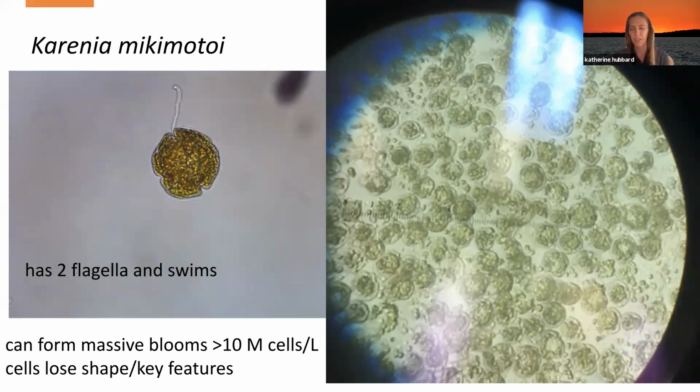I think some of the highest blooms I've seen reported approach 70 million cells per liter. And as that happens, the cells lose shape, and they also lose those key features, and it can make it really difficult to identify. And you can see an image from a sample, this is actually from a Maine bloom, but this is around 35 million cells per liter. And you really can't see any of the identifying features.